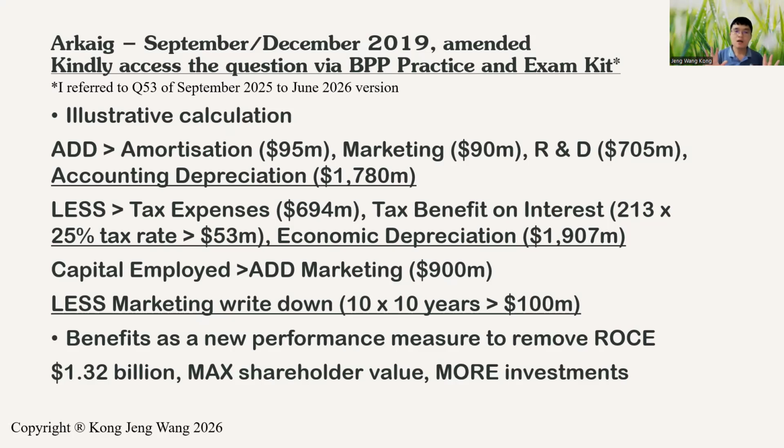You see here the operating profit in the question. You need to make the adjustment. What adjustments do you need? Whatever amortization and depreciation, you need to add back. Marketing expenses need to be added back. Research and development expenses need to be added back, because marketing and R&D bring long-term value to the company. So that's why these expenses need to be added back.